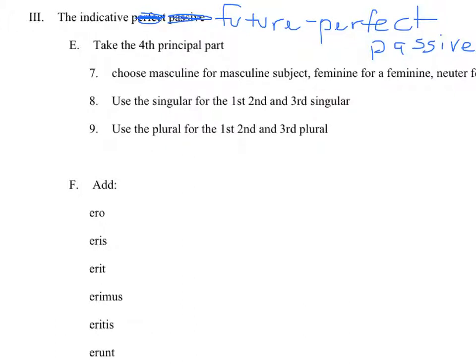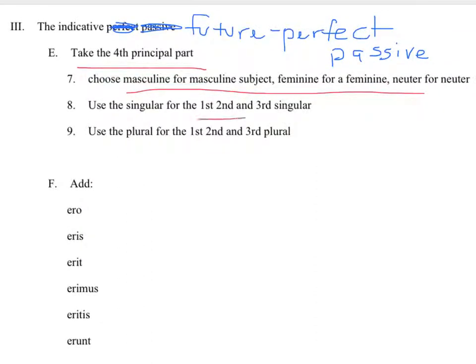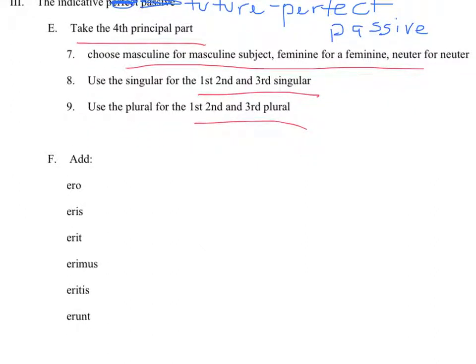Future perfect involves the same steps. Take the fourth principal part, choose masculine, feminine, or neuter. After you choose masculine or feminine or neuter, choose the singular or the plural. And then instead of adding the sum or the eram, very predictably, you add ero, eris, erit, erimus, eritis, erunt. Note that that is erunt, which is not what you've been accustomed to. You have seen E-R-I-N-T, but in this case it's E-R-U-N-T. That's something that has to be memorized. In each instance, it is in regularity.